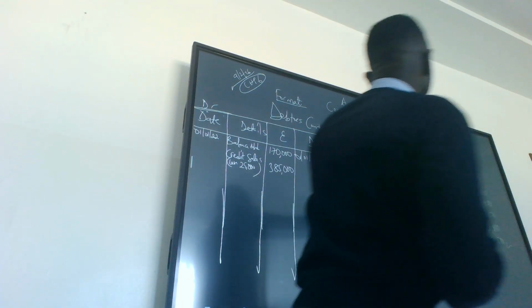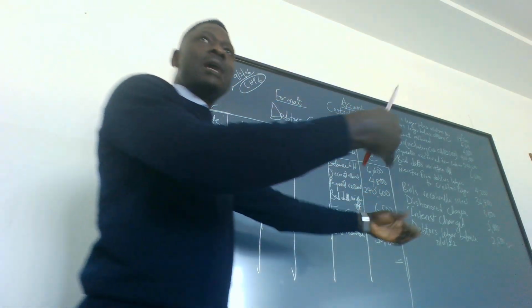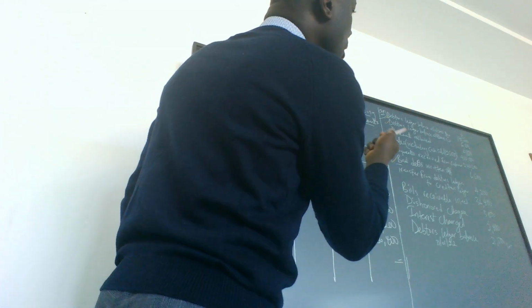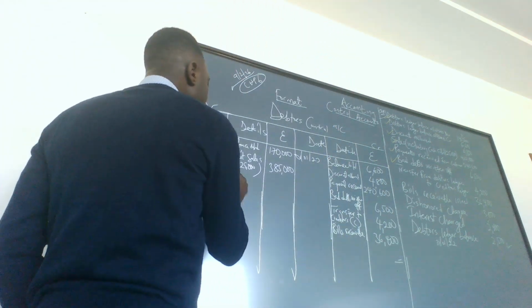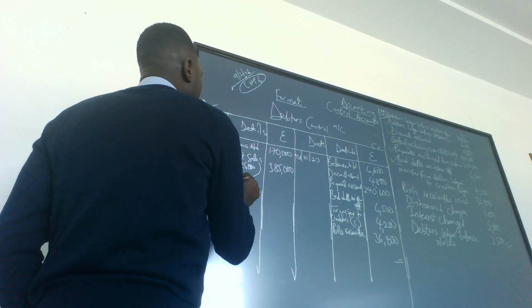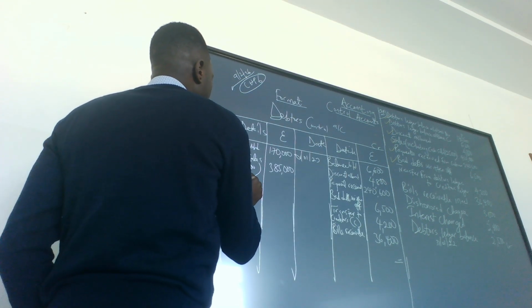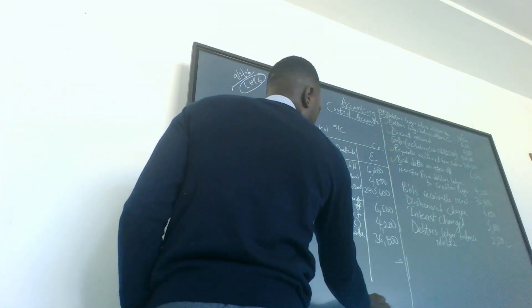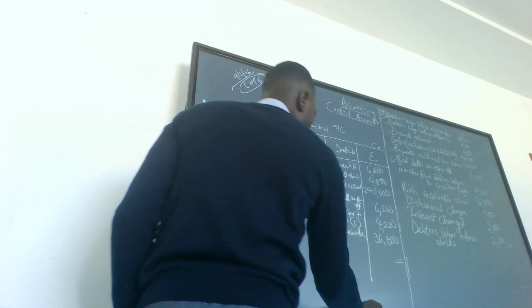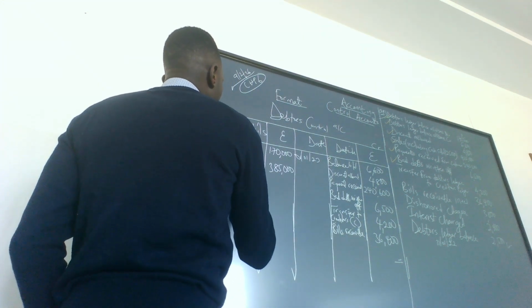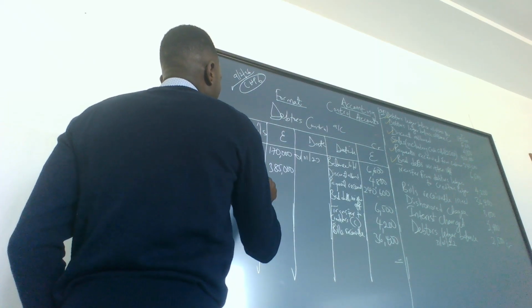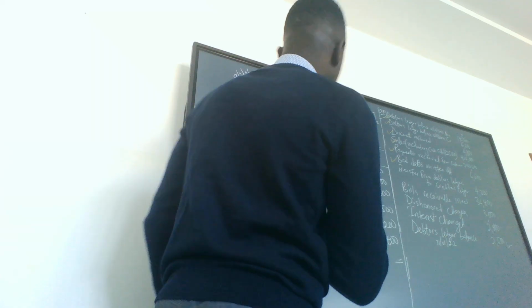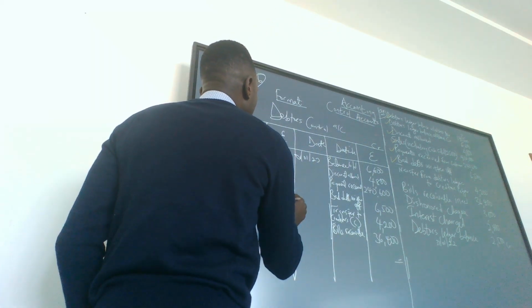So, dishonored check. A check that was dishonored. So that means the money still stays with you. Dishonored check. How much is it? 3,800.